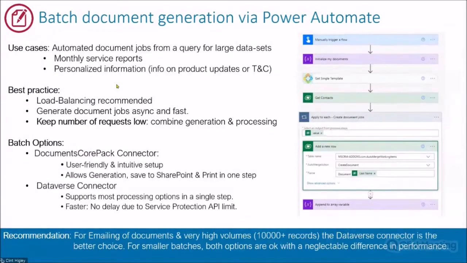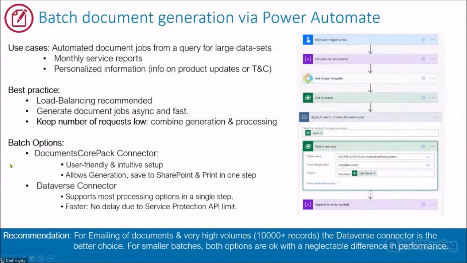I can do that. Some of the best practices here is load balancing is highly recommended. And you'll see why here in the next slide. It also allows you to generate document jobs async and very, very quickly. And one of the other things that you want to know is you want to keep the number of requests low. So if you want to do something like, say, for example, combine your document generation and post-processing, say attaching that to an email and sending it, you want to combine all those as much. So keep everything lean, keep your documents kind of small, etc.